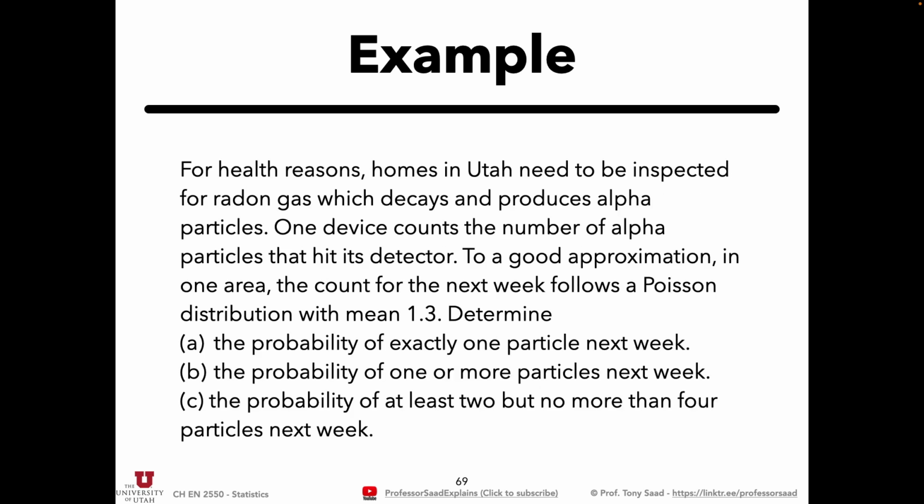For health reasons, homes in Utah need to be inspected for radon gas, which decays and produces alpha particles. I told you in numerical methods that I have a continuous radon monitor at home. I measure alpha particles continuously every 6 minutes, and I have data for an entire year. Unfortunately, it deletes them, so I have a reminder on my calendar at the end of each year to save the radon data, because I want to have like 15 years' worth of data at our home for some weird reason. Anyway, one device counts the number of alpha particles that hit its detector.